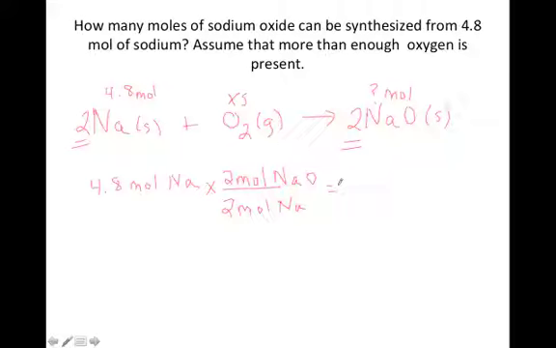So if we say we simply have an answer here, since we say 4.8 times 2 divided by 2, we get the answer is 4.8 moles. So we're going to produce the same amount as we put in of sodium, but it's moles NaO.